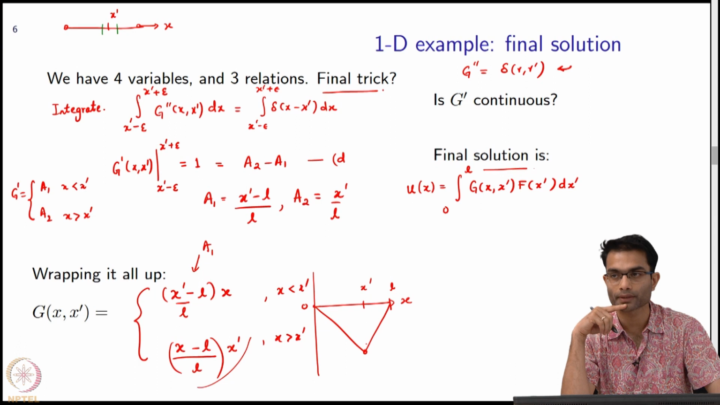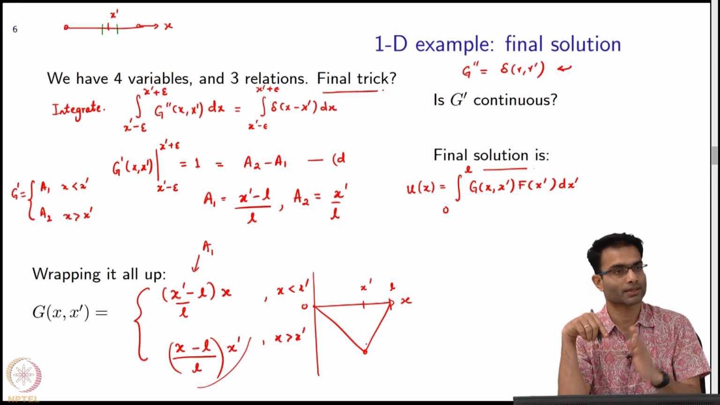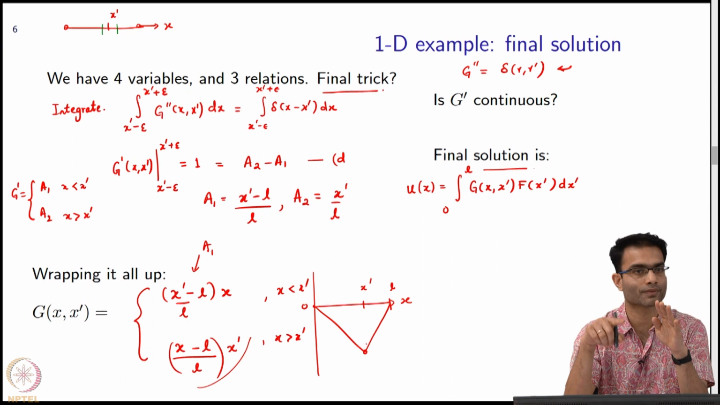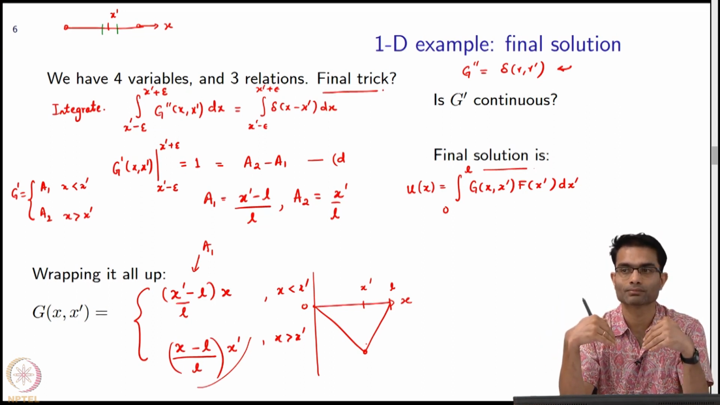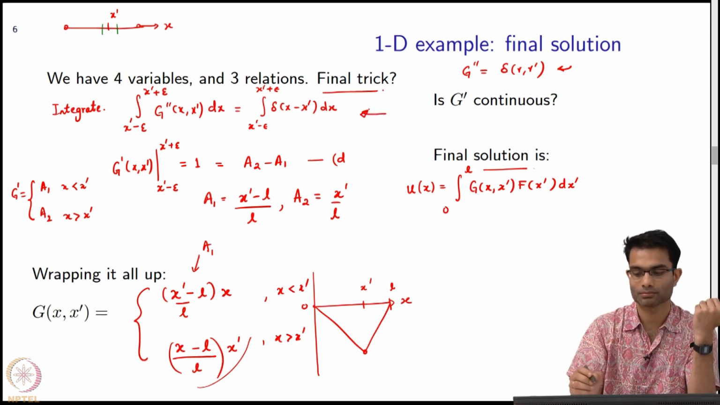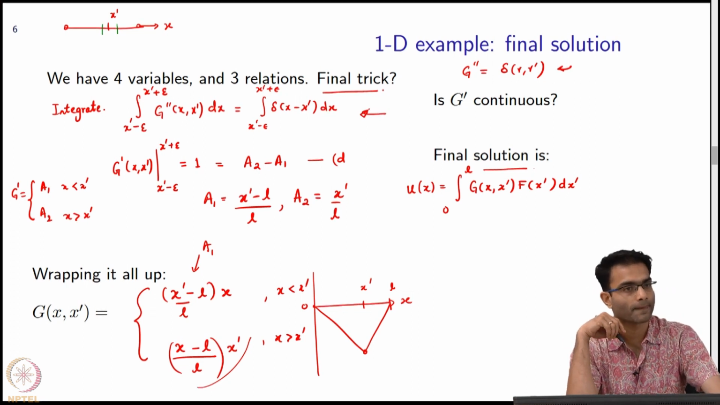There is no singularity in G, but look at G prime. G on both sides is continuous, but look at the derivative of G on the left hand side and the derivative of G on the right hand side. The discontinuity is in the derivative, right, which we sort of saw in this relation. The derivative was discontinuous. Okay.